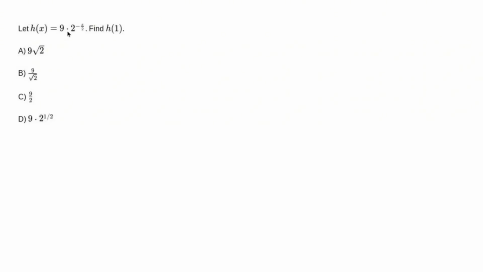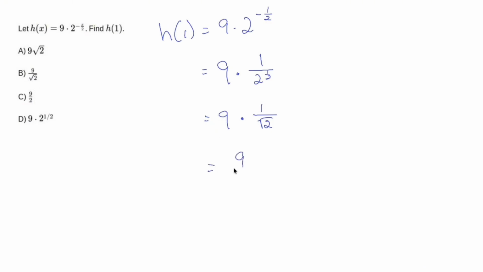Let h of x equals 9 times 2 to the negative x over 2, find h of 1. Well, if h of x equals 9 times 2 to the negative x over 2, then h of 1 is going to be 9 times 2 to the negative 1 over 2. So that 9 stays a 9. Negative exponent means you move it to the other side of a fraction bar and make it positive. So like that. When you take something to the 1/2 power, that's the same exact thing as taking the square root of it. So I have 1 over the square root of 2, and 9 times 1 over the square root of 2 is 9 over the square root of 2, which matches up with B.